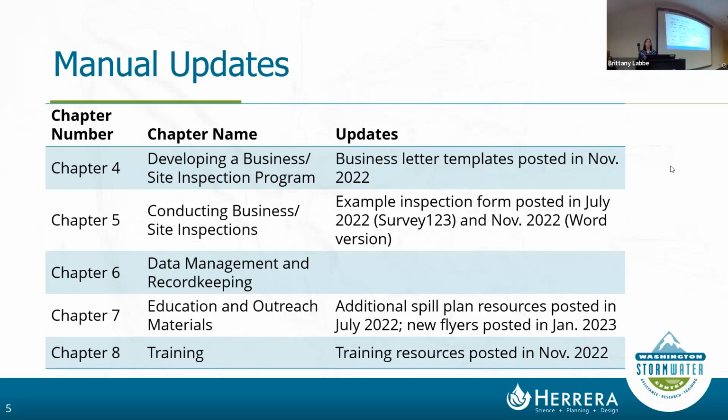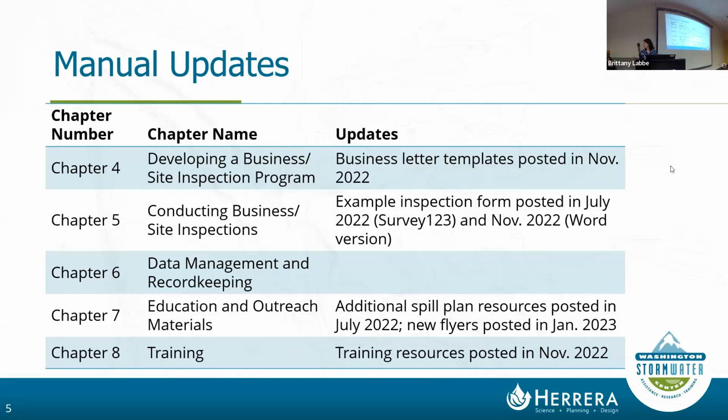So this is where you'll find example inspection forms in Word format, in Survey 123 format, and also a PDF guide and how to take that Excel file and get it into your Survey 123 system if you want to use that electronic form. And feel free to take and modify those forms. Those are just examples. You can take and modify those and make sure it works for your program and things that you track internally. Chapter 6 focuses on data management and record keeping.